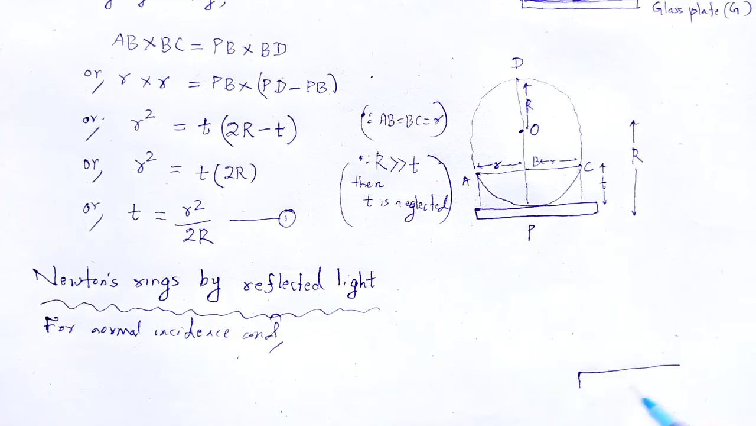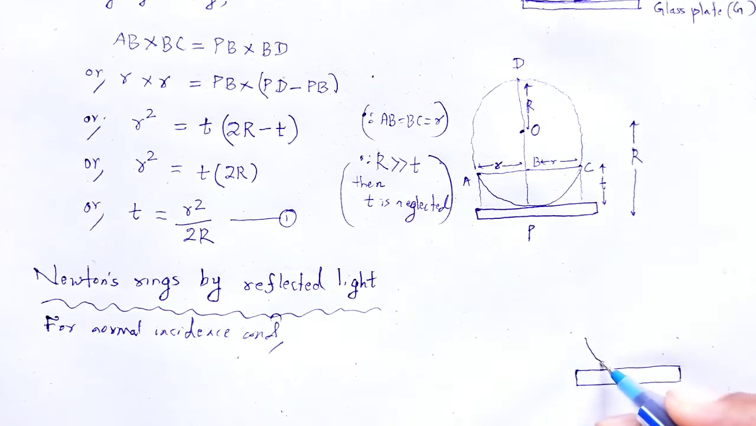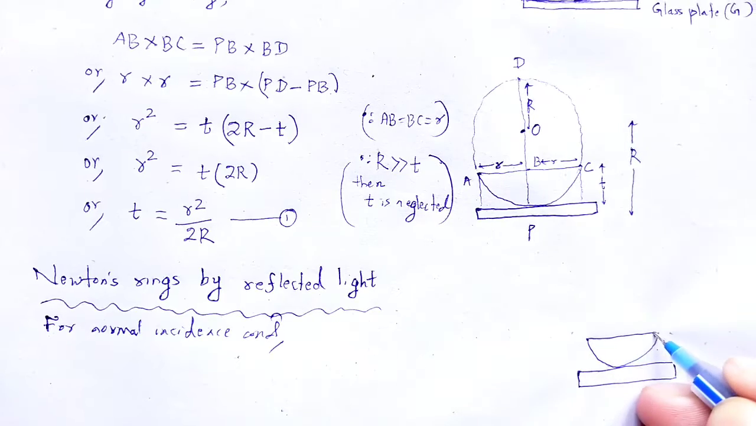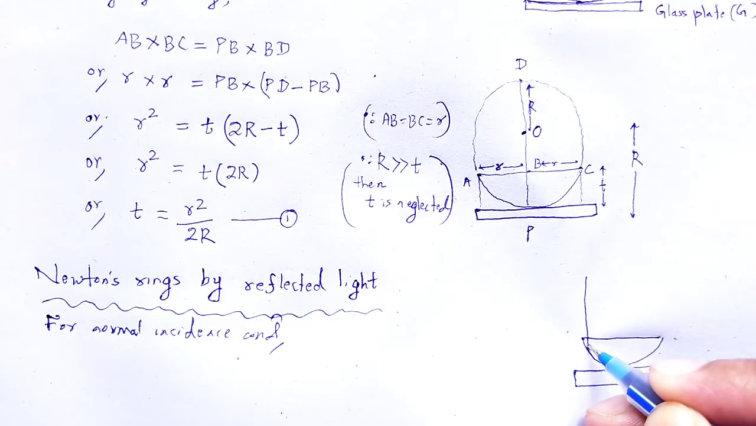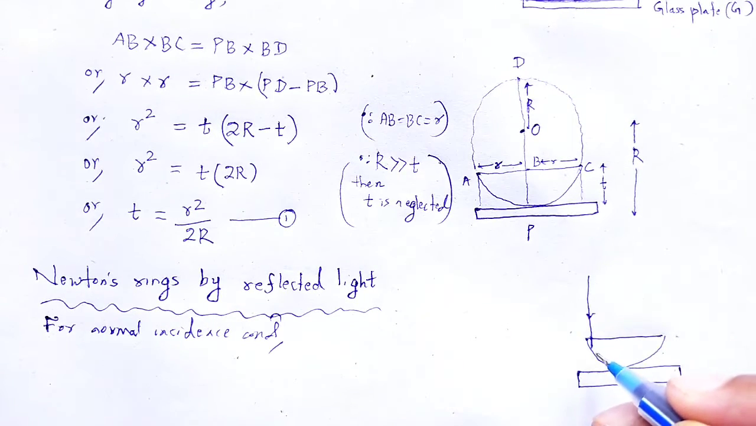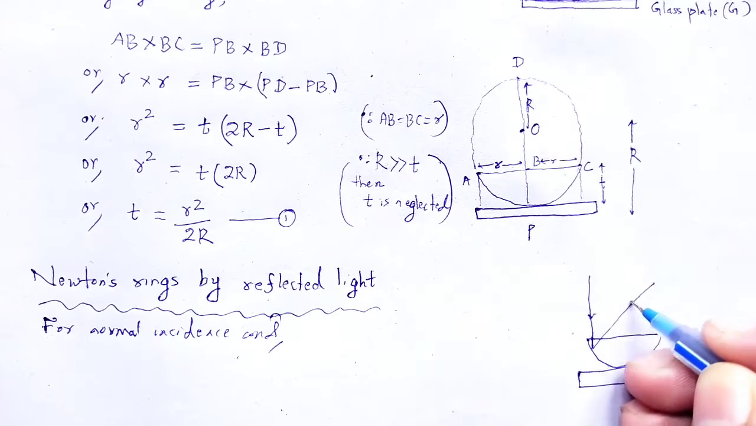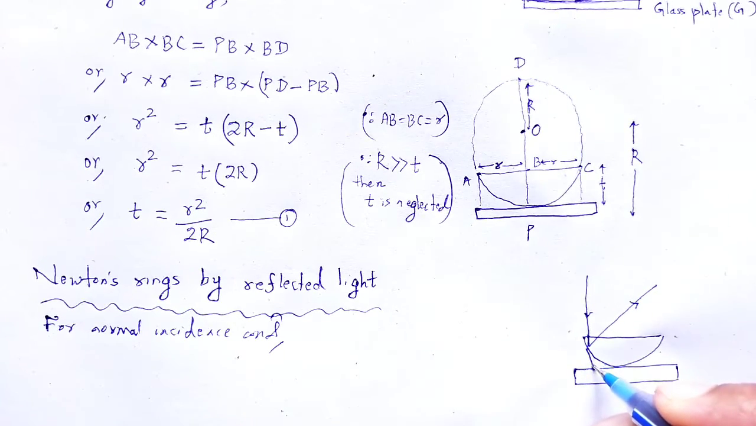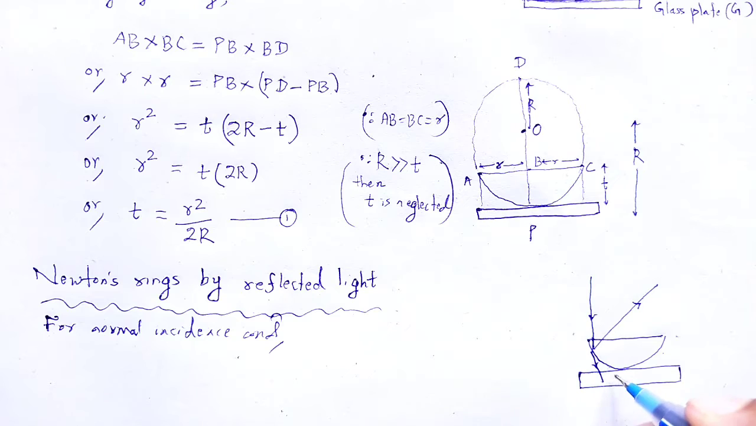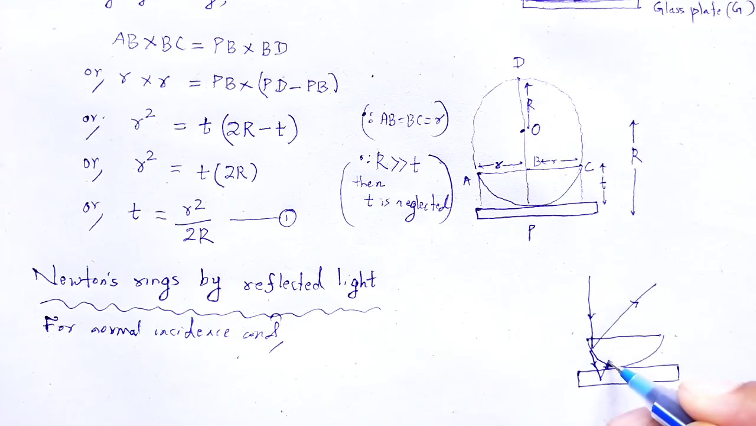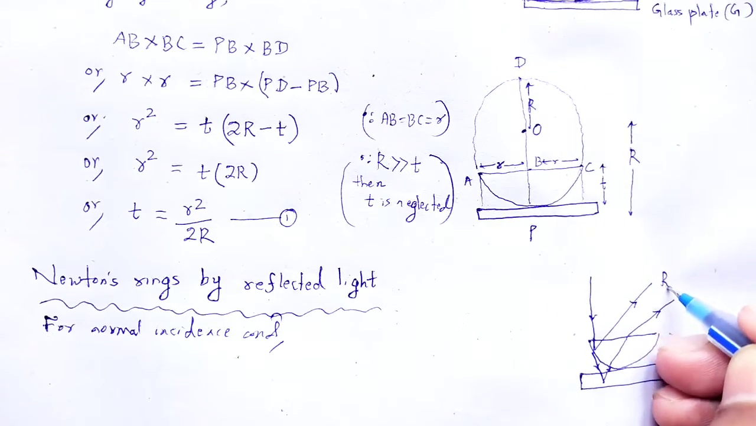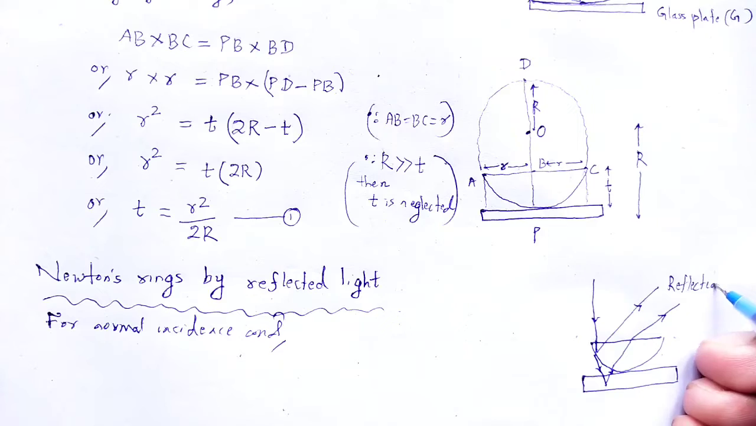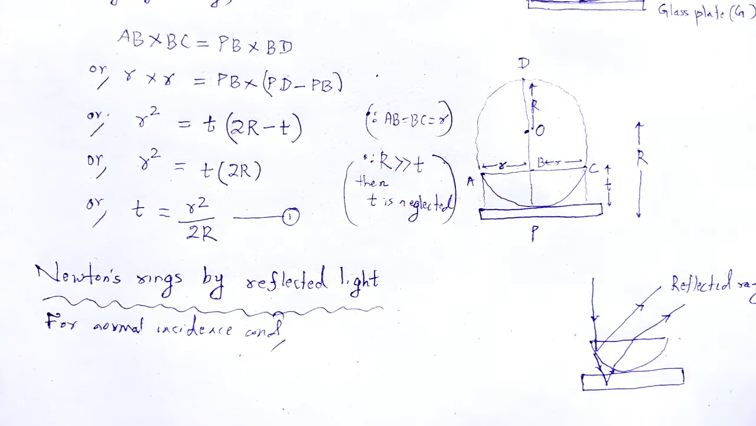Here is the system, a glass plate and a plano convex lens. When normal incident light falls, some of the light gets reflected, some is transmitted through the plate, again reflected, again transmitted. So that reflected light, the reflected rays, superimpose with each other and produce the interference pattern, that is the interference pattern due to the reflected rays.